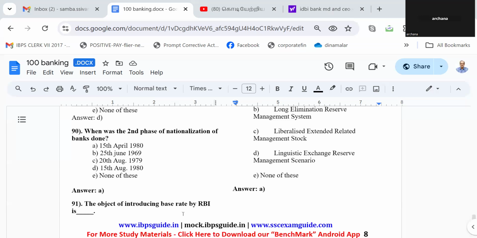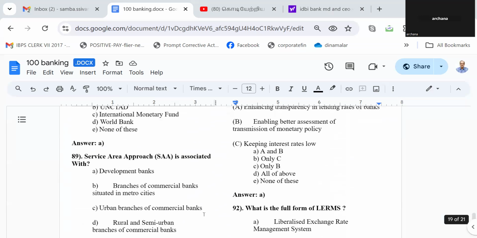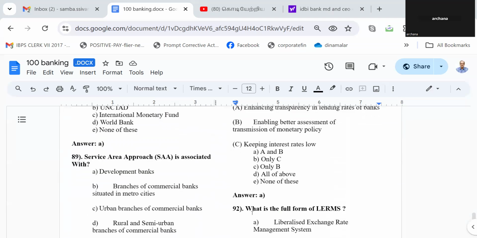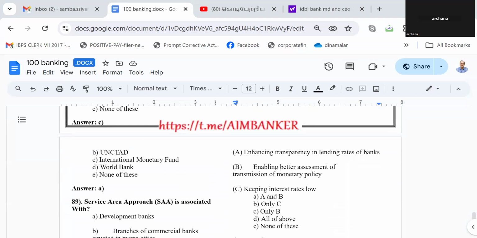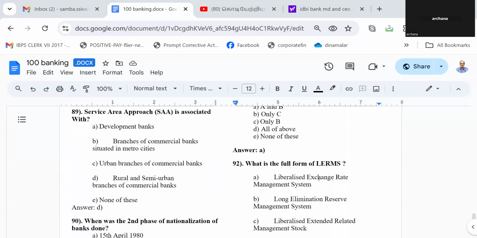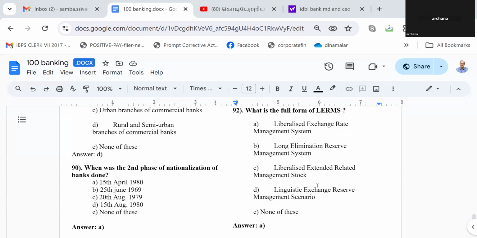The object of introducing base rate by RBI is, the answer is A, that is A and B, enhancing transparency in lending rates of banks, enabling better assessment of transmission of monetary policy. Number 92, what is the full form of LERMS? Answer is A, liberalized exchange rate management system. That is, when we want to remit money from India to other countries, there are certain rules given. Up to that, the banks can lend the money by itself without getting the permission of RBI.